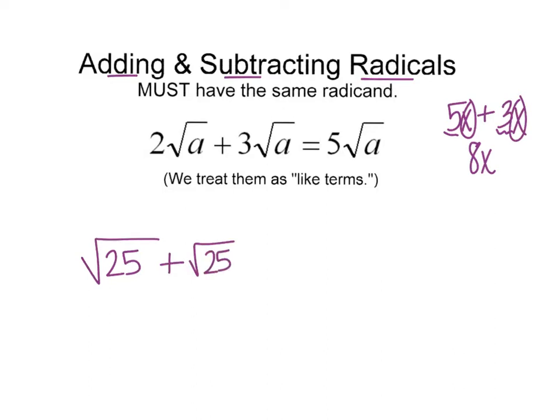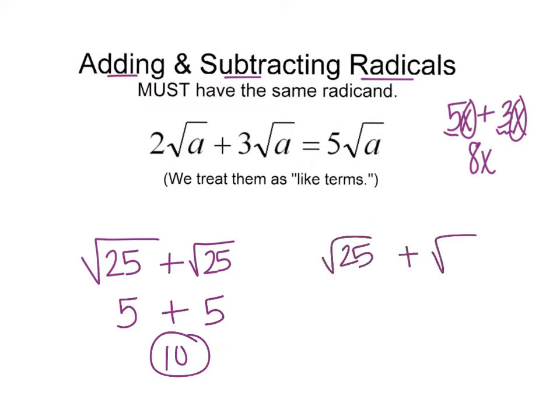Okay, so you guys know just by working this out, the square root of 25 is 5, plus another 5 would end up giving you 10. Now let me show you how it works, treating them as like terms. So the square root of 25 plus the square root of 25.